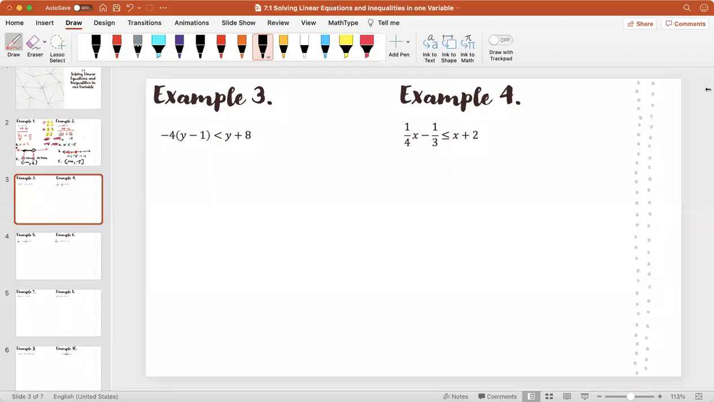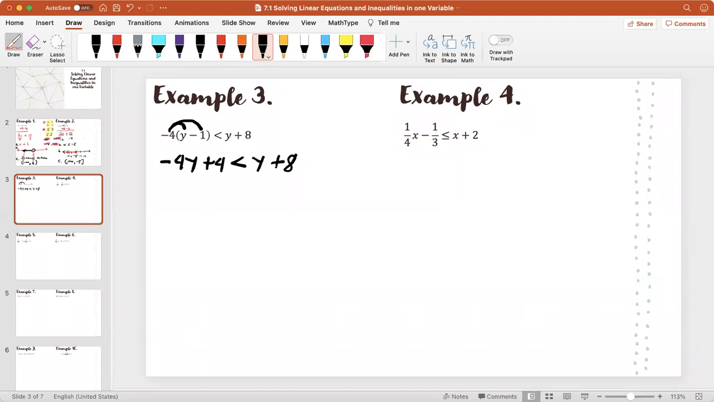You have negative 4 times the quantity y minus 1 less than y plus 8. We'll be using the distributive property here. Negative 4 times y is negative 4y. How about negative 4 times negative 1? It's positive 4. Less than y plus 8. And negative 4y plus 4 less than y plus 8.